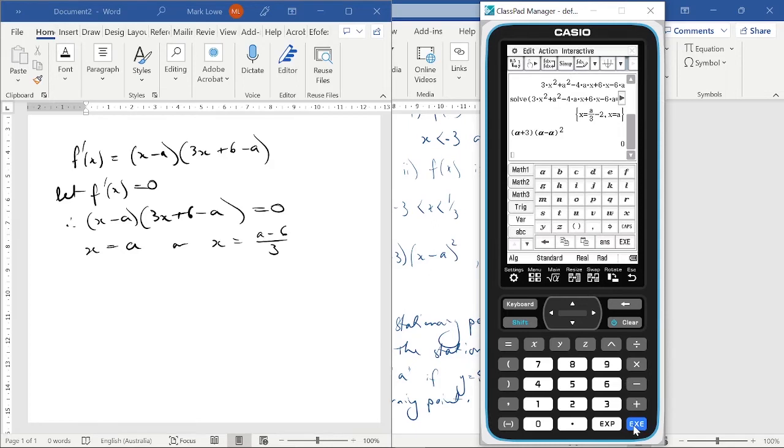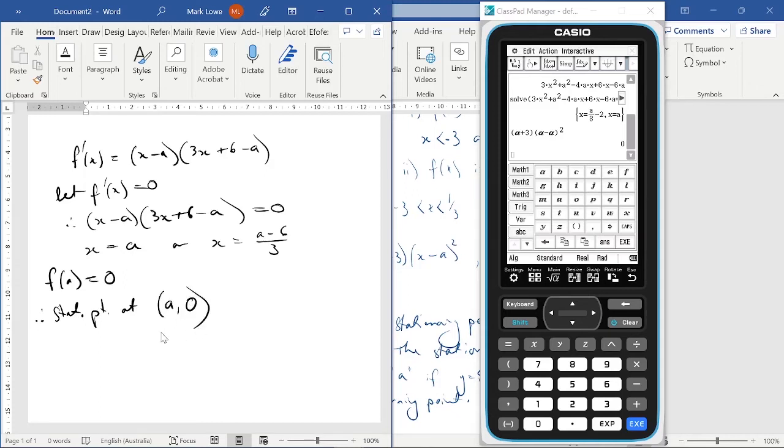So we can see that if x equals a, or rather f of a will equal 0. So we have a stationary point at a, 0, and we want f of a minus 6 over 3, and so we'll do the same thing.